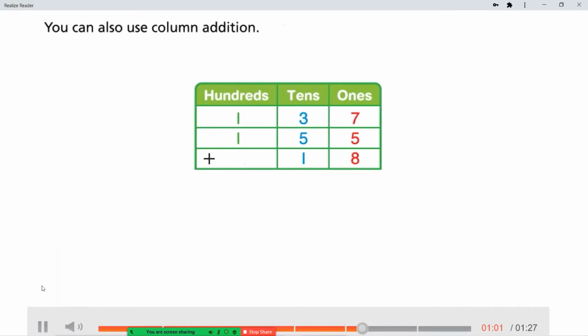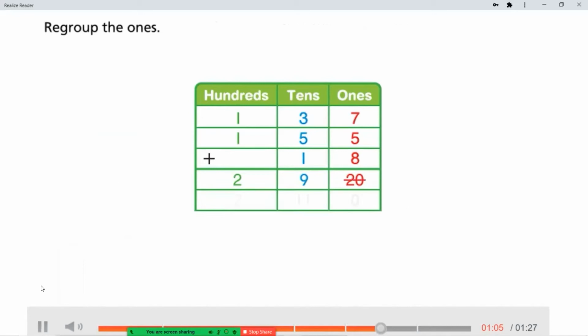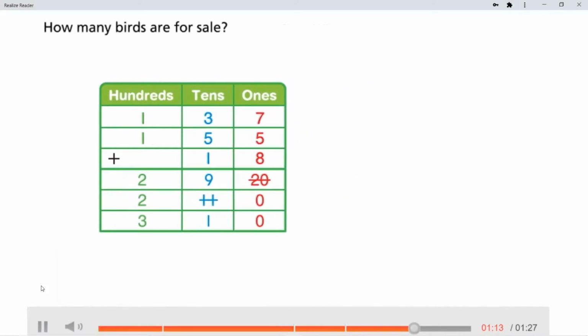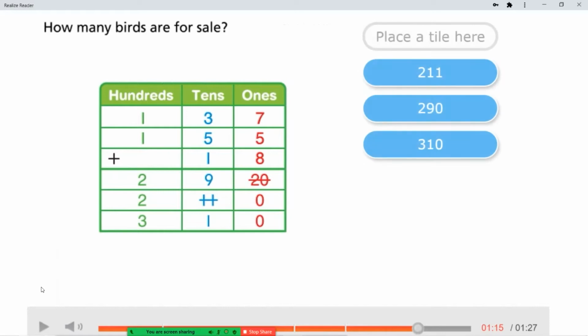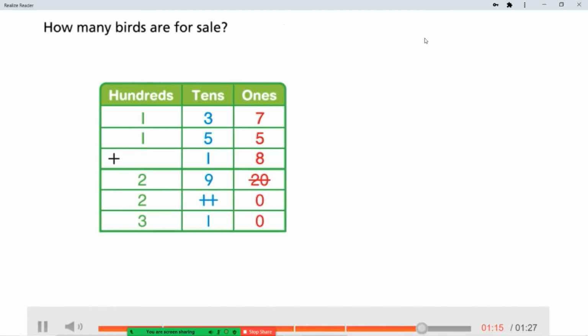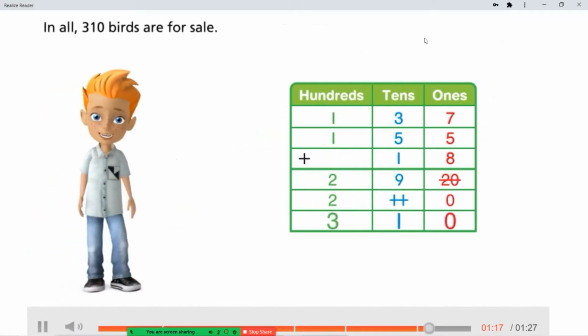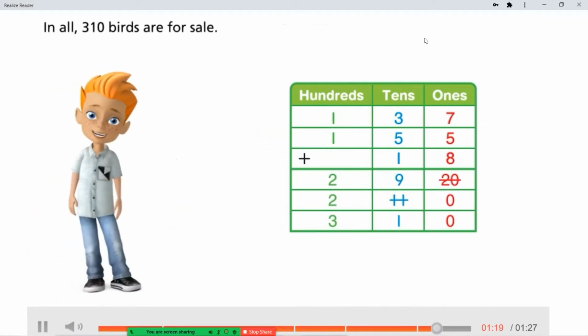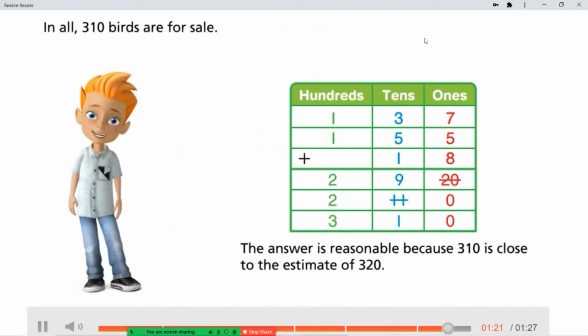You can also use column addition. Regroup the ones. Regroup the tens. How many birds are for sale? Select your answer. In all, 310 birds are for sale. The answer is reasonable because 310 is close to the estimate of 320.